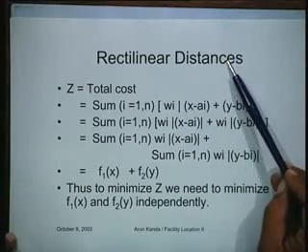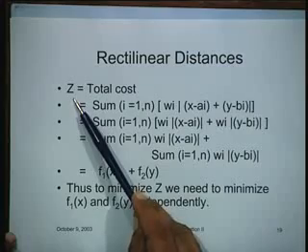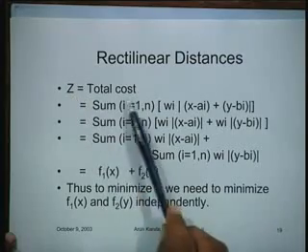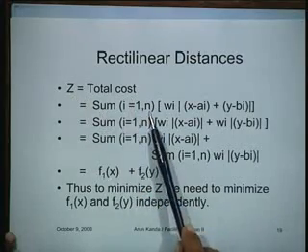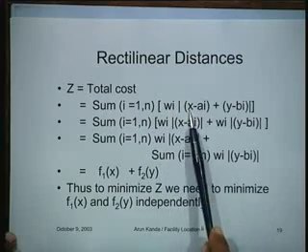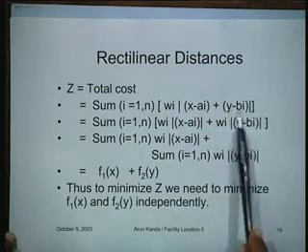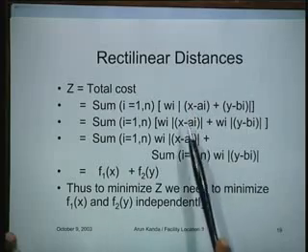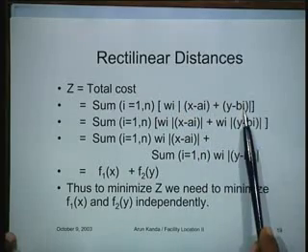In a rectilinear distance problem, our objective function is very simply z, which is the total cost, which is the summation from i equal to 1 to n of wi into |x − ai| + |y − bi|. That's what the rectilinear distance is.